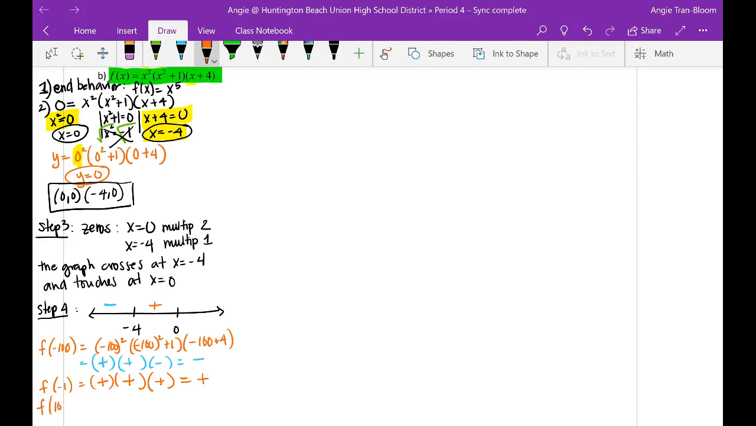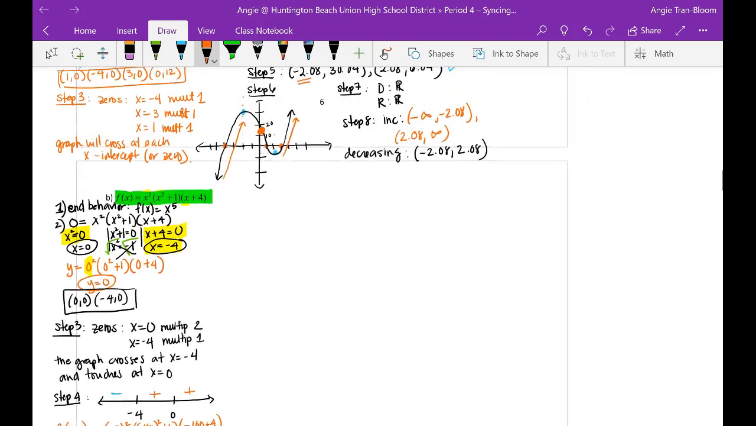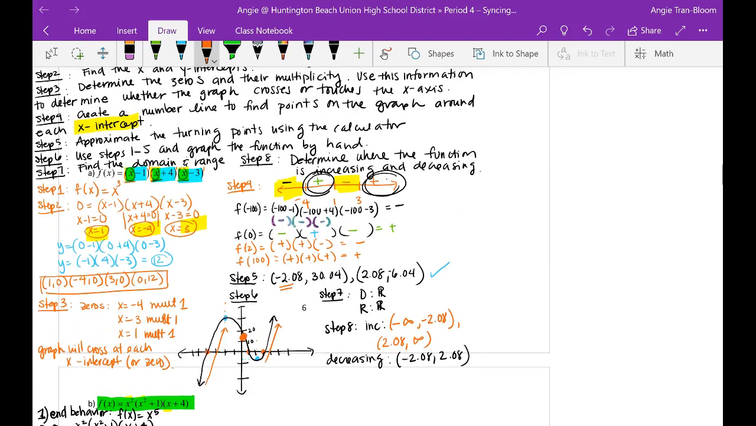And then I'm going to pick something ginormous on the right, like 100. So when x is 100, 100 square is positive, okay? 100 square plus 1 is positive. 100 plus 4 is positive, okay? So all of that multiplied together is a positive number. So y is going to be above the x-axis on the right side of 0. So that's all we are doing with step 4, okay? Now step 5, let's see what step 5 is saying.